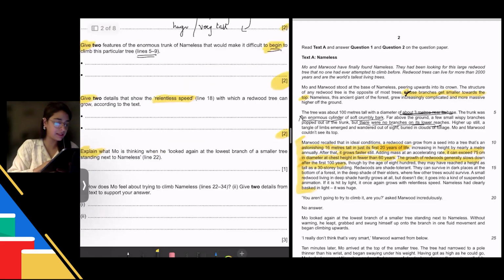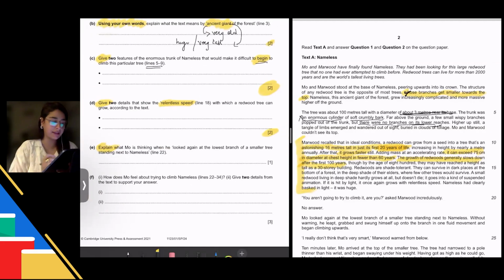Moving forward, this is an explain question, but keeping in mind the fact that this is a 1-mark question, we only pick out 1 piece of information from the text for this question. And that information needs to explain what Mo is thinking when he looked again at the lowest branch of a smaller tree standing next to Nameless, line 22. So this is an implicit question where they're expecting you to try and understand what he is possibly thinking based on the context at hand.